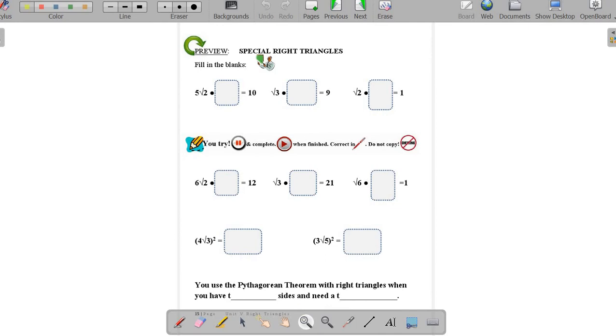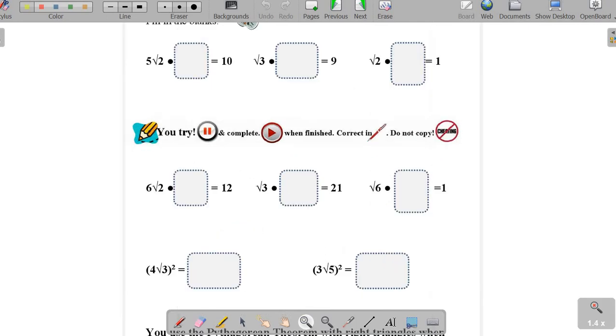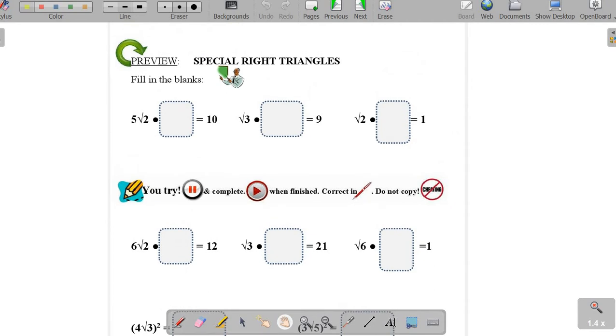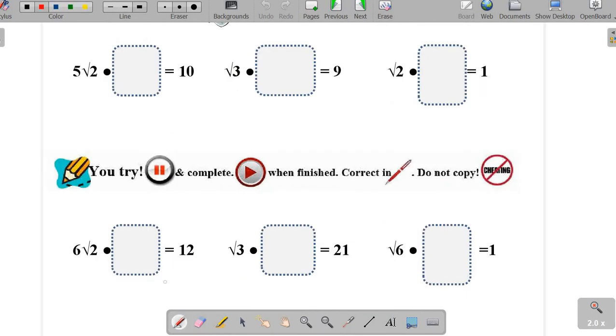Before we do the next two lessons, it's very important that we review multiplying with radicals. This was our very first lesson. So 5 root 2 times what is 10? We know that has to be another root 2 because root 2 times root 2 is 2. 5 times 2 is 10. So our blank here is going to be root 2.